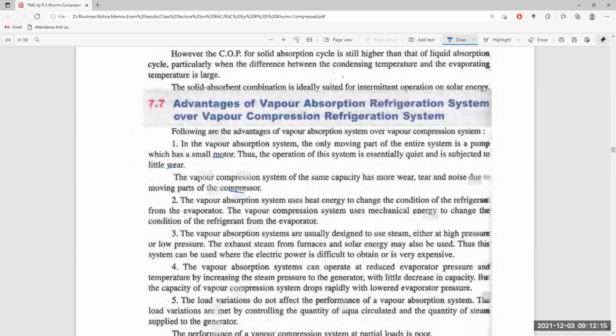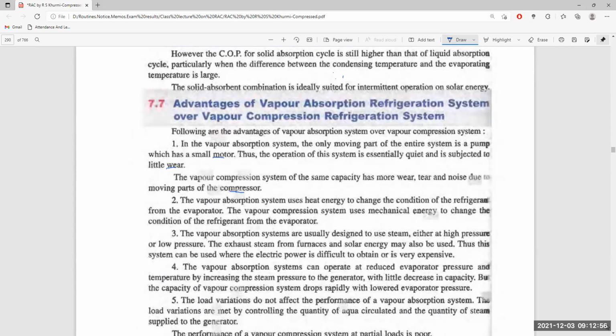Next, the vapor absorption system uses high heat energy to change the condition of the refrigerant from the evaporator. The vapor compression system uses mechanical energy to change the refrigerant from the evaporator. The absorption system uses heat energy to change the condition of the refrigerant, but the compression system only uses mechanical energy to change the condition of the refrigerant from the evaporator.